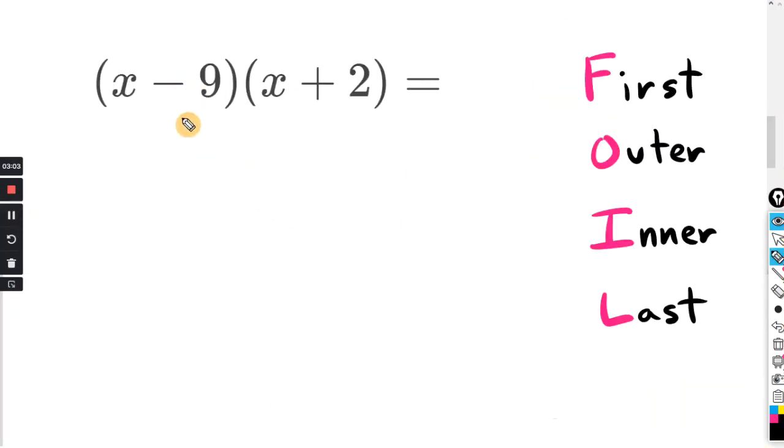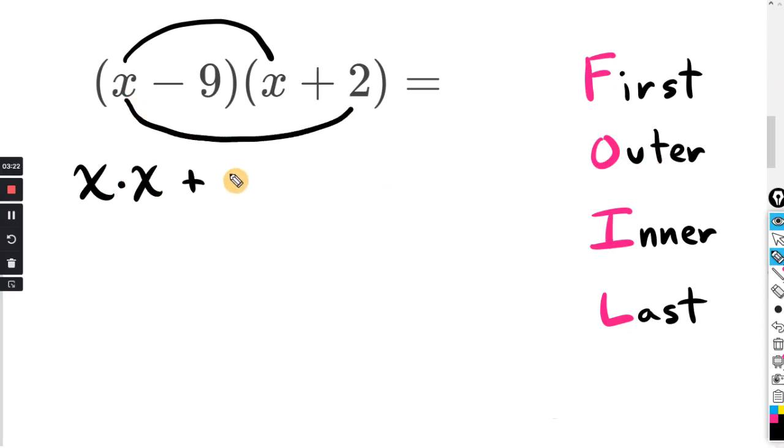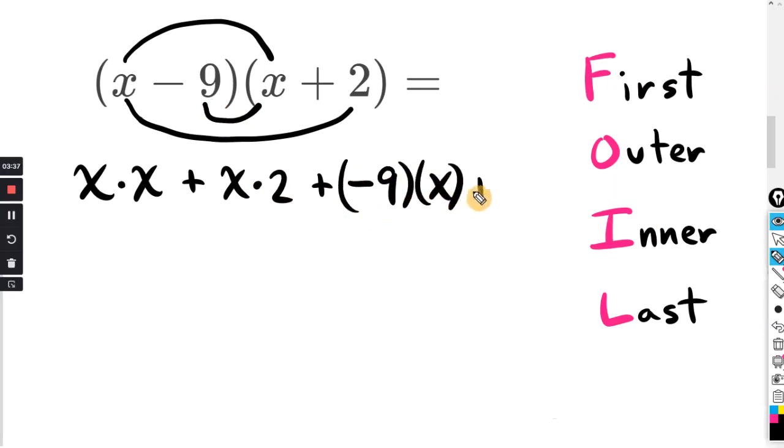All right, again, we have our binomials here. Again, I'm going to use FOIL. So first, take the first term in each one. That's going to be x times x. Outer, you take the outer terms. That's going to be x times positive 2. Inner, you take the inner term. That's going to be negative 9 times x. All right, I'll use parentheses here. And then last, it's going to be negative 9 times positive 2.